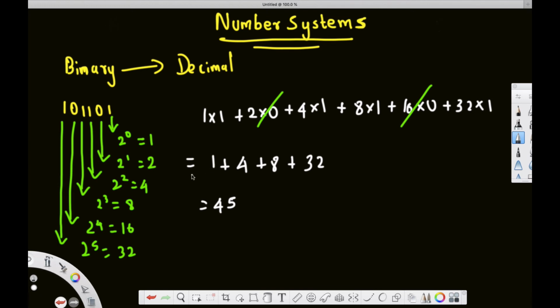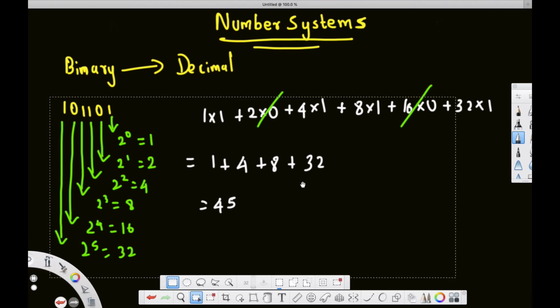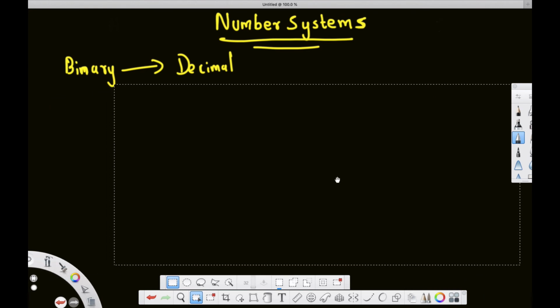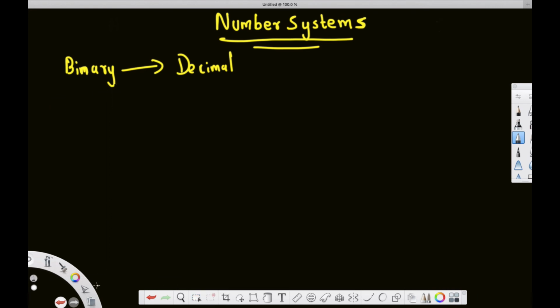Now let's look at a number with a decimal point. Let's look at another number. Let's say we have the number 101.11. As we saw before, this one is taking the place of 2 power 0, this one is taking the place of 2 power 1, this one is taking the place of 2 power 2. What is this one taking the place of?